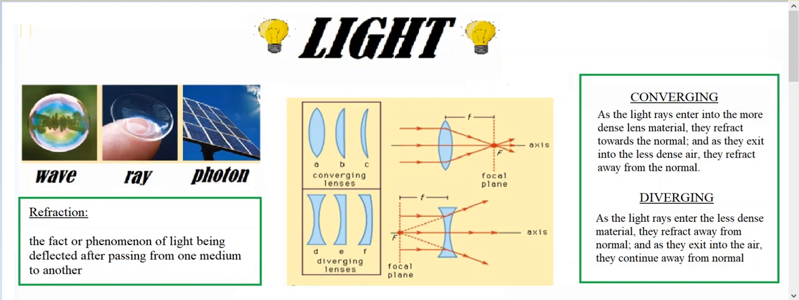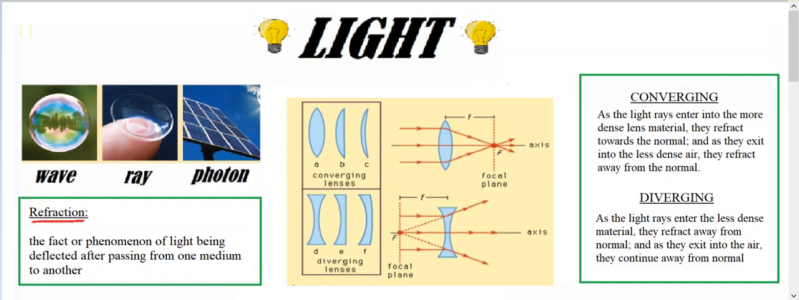Now, when light passes through a lens, it is refracted. Refraction is defined as the fact or phenomenon of light being deflected after passing from one medium to another. Two different mediums could be air to water, air to glass, glass to air.